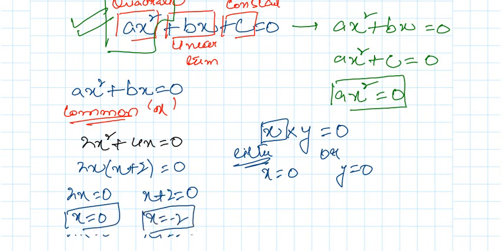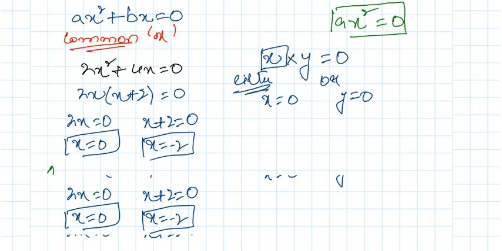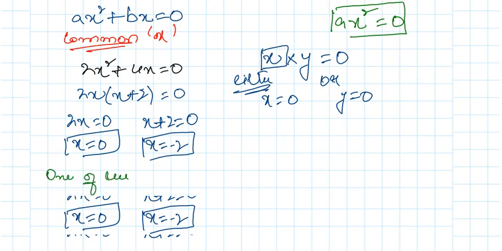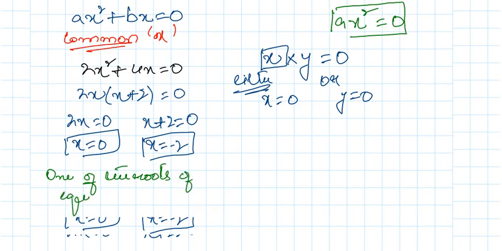So for the equation of such type in which the constant term is missing, there is one thing which is important to understand, that is, for such equations one of the roots is 0. The other root we can find. One of the roots must be 0 for such type of equations.